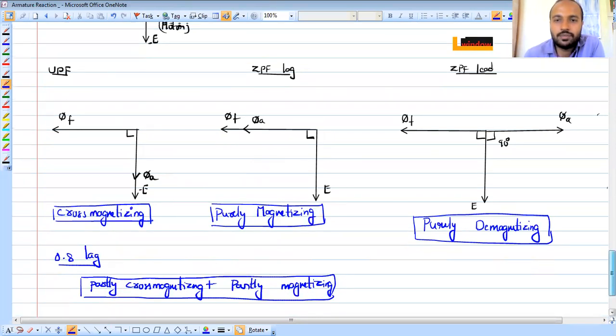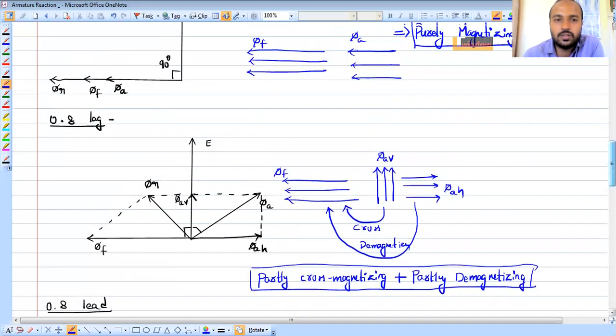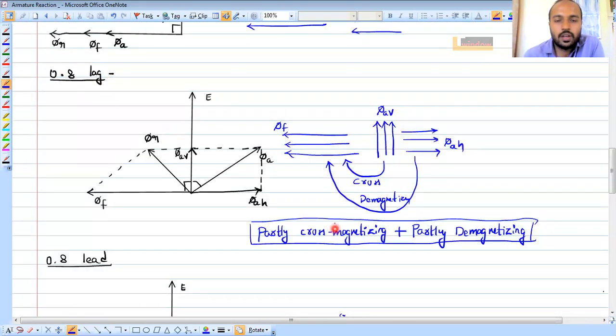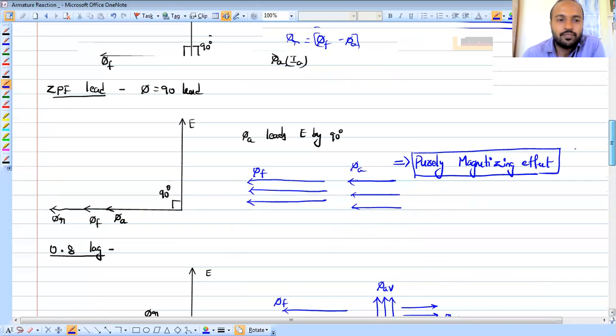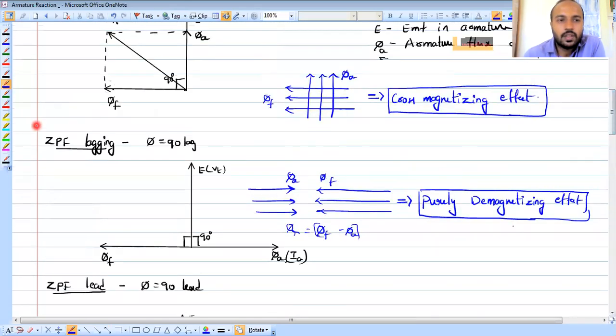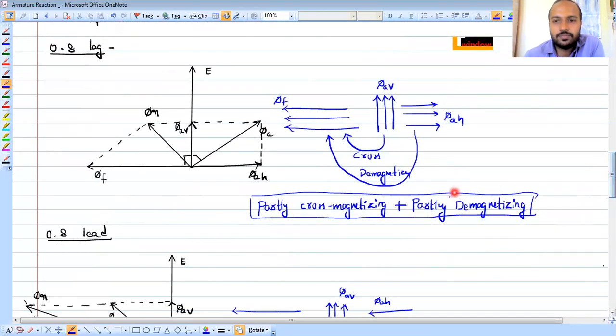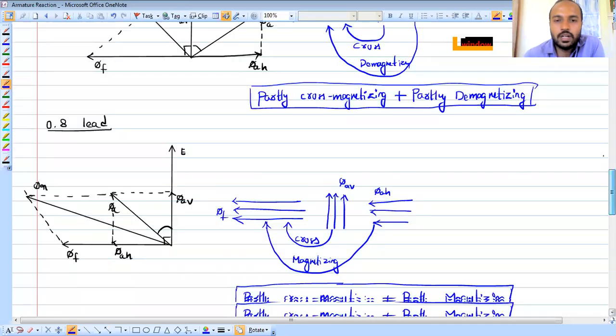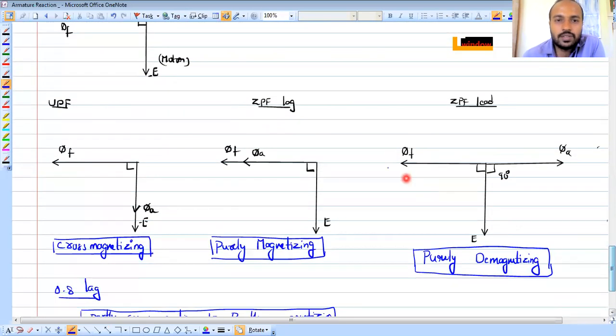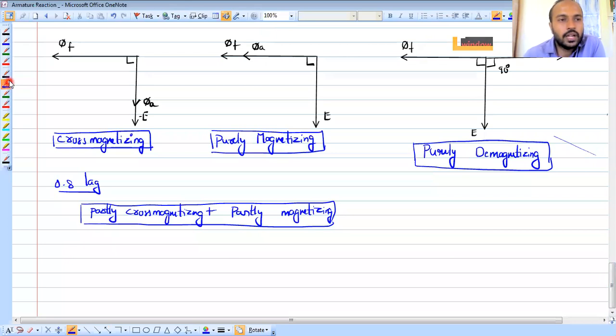The same thing here also we defined, right? In case of generator also, if you observe 0.8 lagging, we have partly cross magnetization, partly demagnetization here. If you observe here for ZPF lagging, we got purely demagnetization. That's why here we are writing partly demagnetization. But here it is vice versa in case of motor. In case of motor, for lagging, we got magnetization instead of demagnetization. Likewise, you can write for 0.8 leading also.